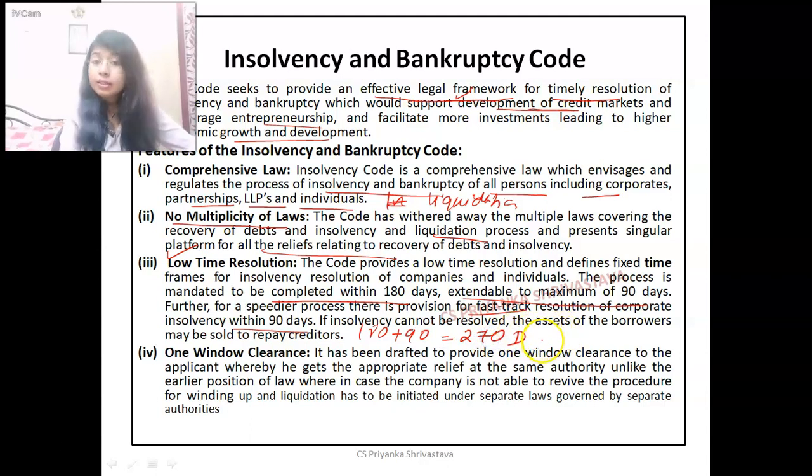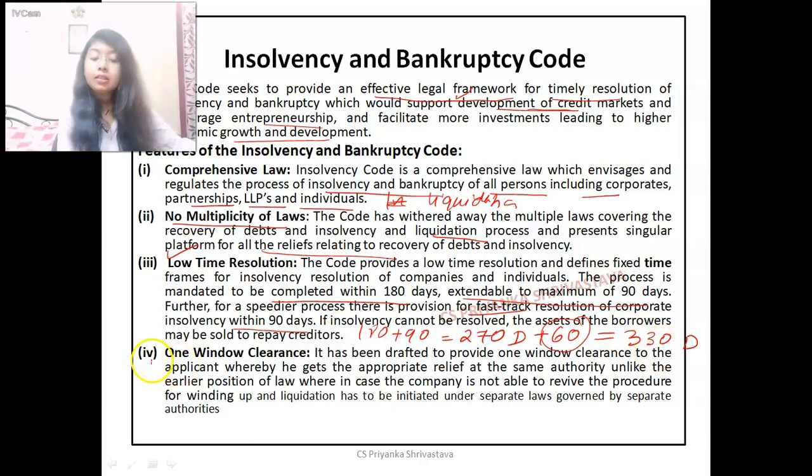But right now an amendment has come which will give you a further time period of 60 days. This 60 days is given to complete your pending litigations if you have any, and that's how you get a total time of 330 days.